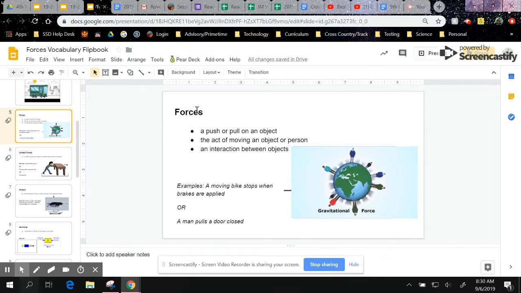First word is forces. Forces are a push or pull on an object. They are the act of moving an object or a person, and they are an interaction between objects. Examples would be a moving bike stops when brakes are applied, or a man pulls a door closed.